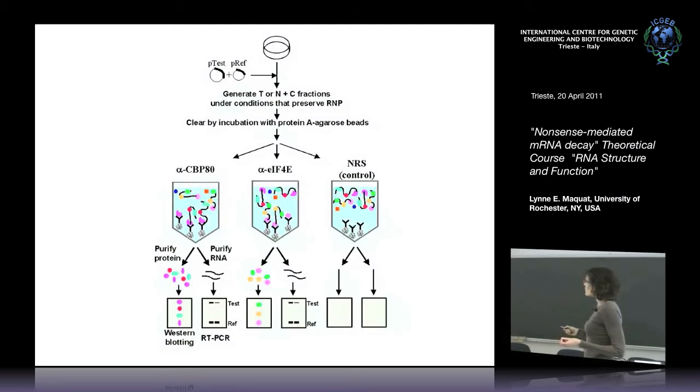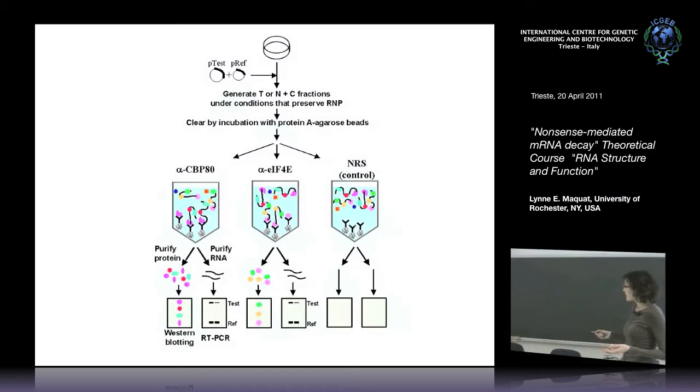We generated total or nuclear and cytoplasmic fractions under conditions that preserve RNP, because what we want to look at is RNA and its associated proteins. The fractions were cleared by incubation with protein A agarose beads, and then the immunoprecipitation was performed with antibodies bound to the beads. So alpha stands for antibody: anti-CBP80, anti-eIF4E.